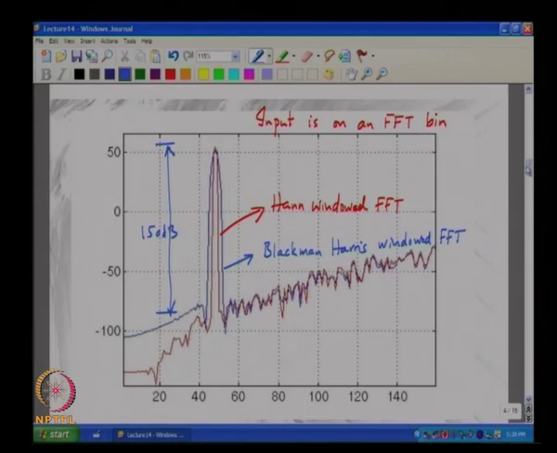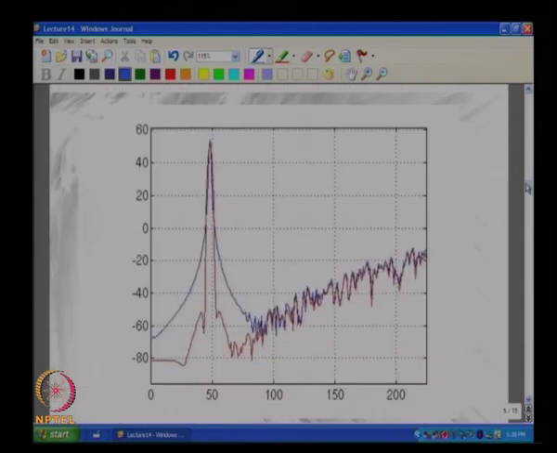Now what is important is what happens when, for some strange reason, let us say we are not able to synchronize the input source and the clock. In other words, the input now is not sitting on an FFT bin. And clearly, as you can see, which do you think is the hand window? Please note that the hand window has a smaller main lobe. So this is the hand window. However, it does not fall off quite as rapidly as the Blackman-Harris window.